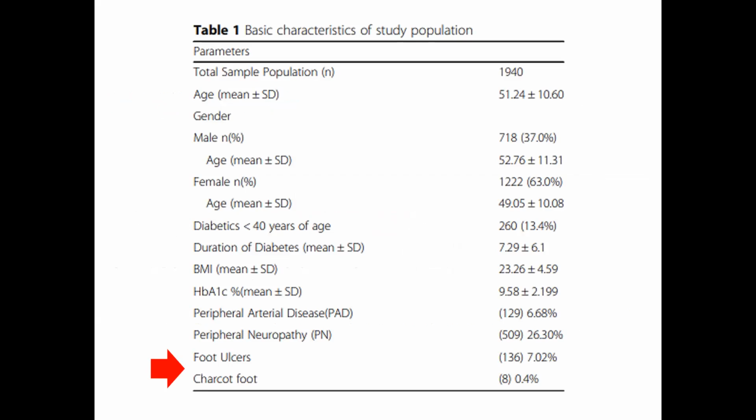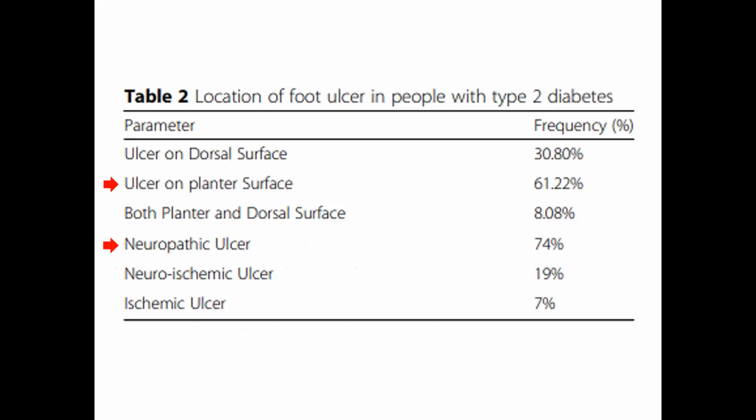So total sample population was 1940, and number of foot ulcers was nearly 7% in that population. Out of these foot ulcers, 61% were on the plantar surface, and 74% were neuropathic. So I think you can imagine the plantar surface of the foot, and having loss of sensation adds to the ulcer formation in diabetic patients.